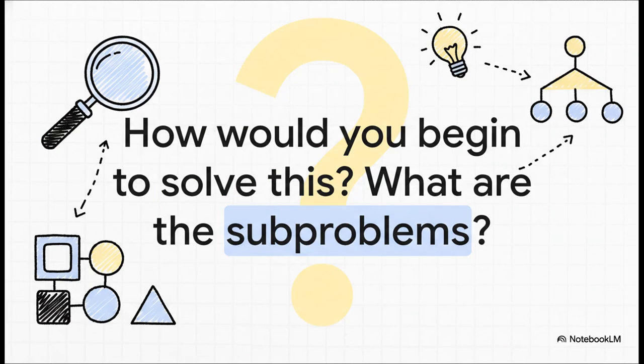So that's the problem. My first question to you would be, how would you even begin to solve this? What's your initial instinct? The real key to any dynamic programming problem is finding those smaller, repeating pieces. So what do you think the subproblems are that we could solve here?